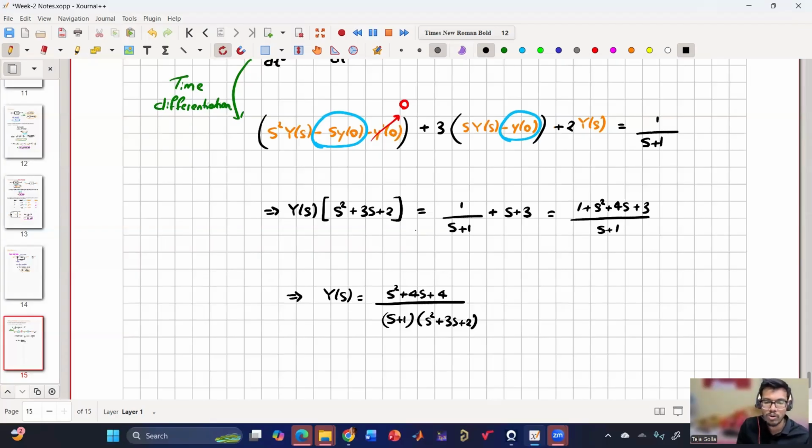So anyone, how to deal with the denominator? Any idea as such? How to deal with the denominator? So we can factorize it, right? S square plus 3s plus 2 is converted into (s plus 1) into (s plus 2). Yes, it is (s plus 1) into (s plus 2).